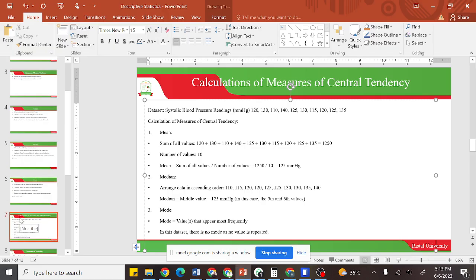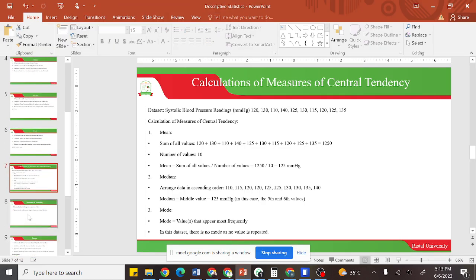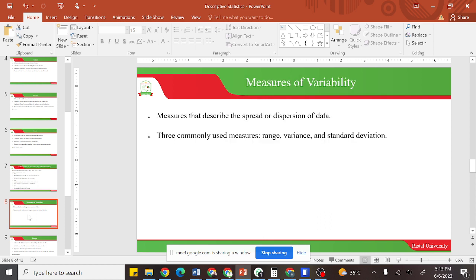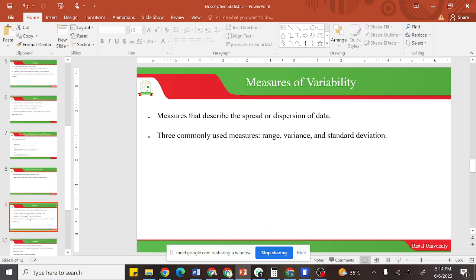Okay, so we move to the next category of measures. Now these are called the measures of variability. These tell us how spread out the data set is from the center. We usually have 3 things to measure with this: the range, the variance, and the standard deviation.